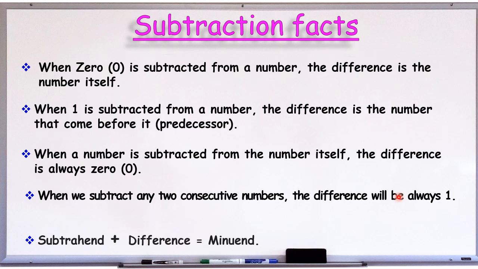3. What is minuend here? 5. What is subtrahend? 2. And what is difference here? 3. So when we subtract 2 from 5, we are getting 3. And to check whether this is right or wrong, just add subtrahend and difference. That means 2 plus 3. 2 is subtrahend and 3 is difference. So 2 plus 3 is 5. That is our minuend. Okay children, I believe this is clear to you all.